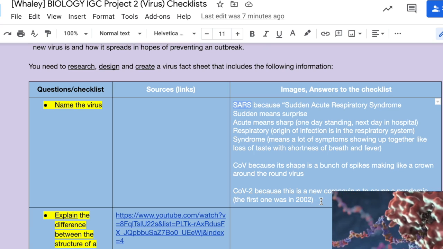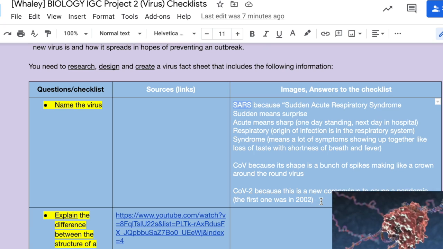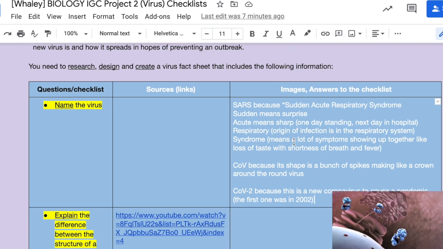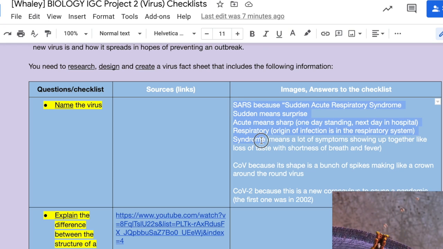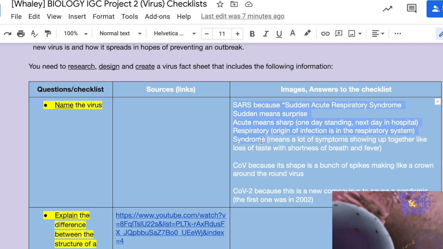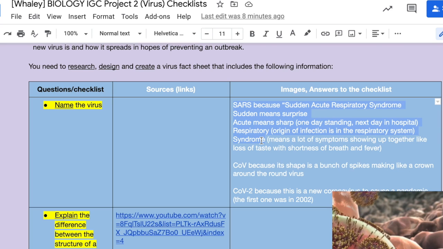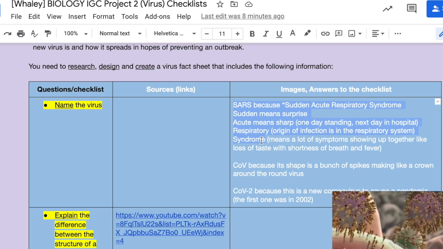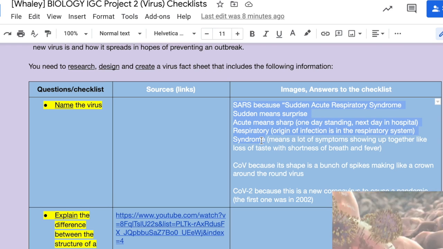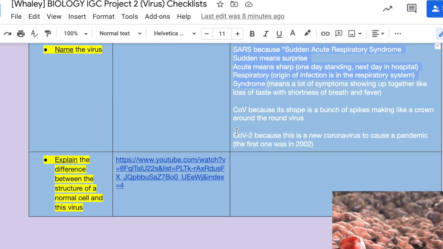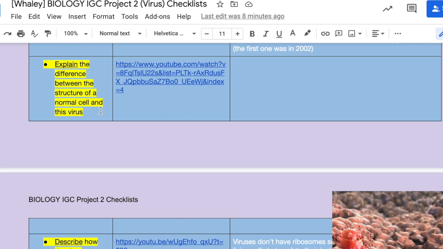The first one was back in 2002. It was just called SARS-CoV. And so that's something of what this will look like. It'll be based on the shapes of the thing, that's the CoV part. It might be based on symptoms that people have. So imagine like Ebola 2, right? But what does Ebola mean? So find out what the relationship is. Your job isn't to just say virus part 2, but it's going to be related to some virus that's already out there. Okay, explain the difference between the structure of a normal cell and this virus.